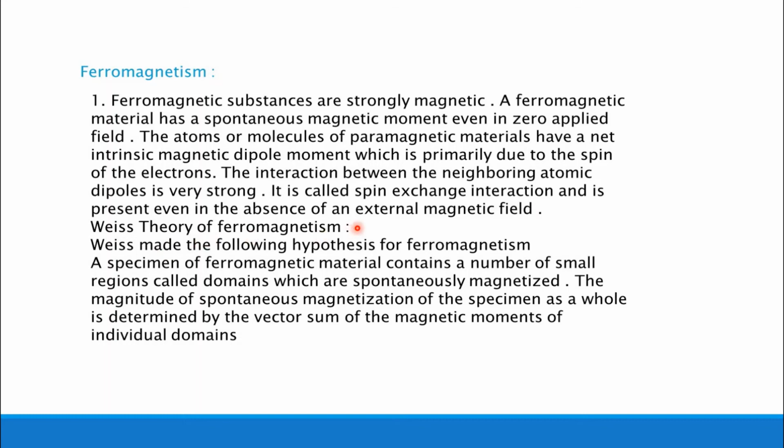Which theory of ferromagnetism? Weiss made the following hypothesis for magnetism. First, a specimen of ferromagnetic material contains a number of small regions called domains which are spontaneously magnetized. The magnitude of spontaneous magnetization of this specimen as a whole is determined by the vector sum of the magnetic moments of the individual domains.